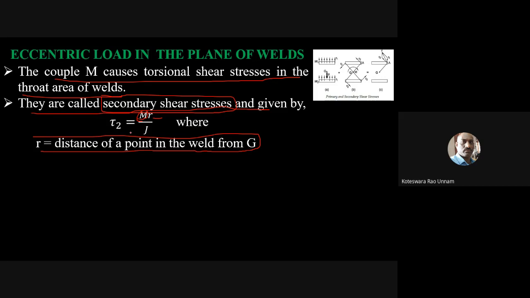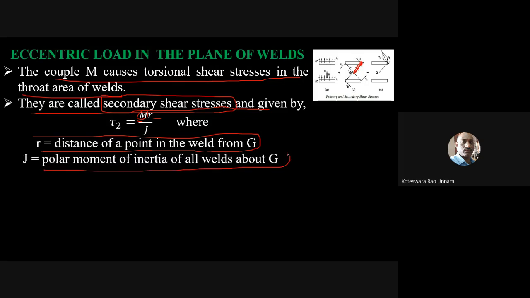Given by tau 2 is equal to M into R by J. R is the distance of point in the weld from G. So you can clearly see that if I take point A, now I need to join point A to Z, then this distance I will treat as R. Similarly, J is the polar moment of inertia of the welds about the center of gravity of that weld system. So about this point Z, you need to calculate the polar moment of inertia.